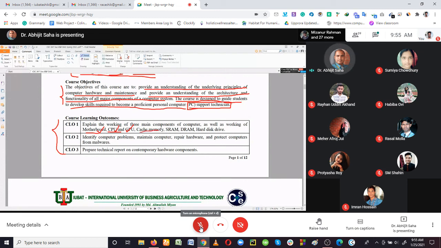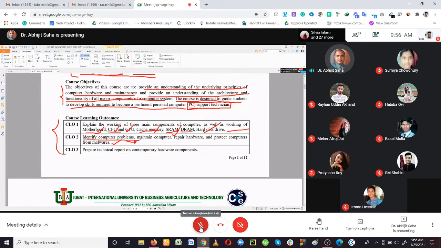And then you have the cache memory, that is going to be SRAM architecture, DRAM architecture, and their working procedures are going to be studied, hard disk drive, and so on. We said the keyboard is also going to be discussed. Then it is going to be identifying computer problems, maintaining computers, repairing hardware, and protecting computers from malware. So here the security for the computer systems is also going to be studied. You are going to see what other things are there.